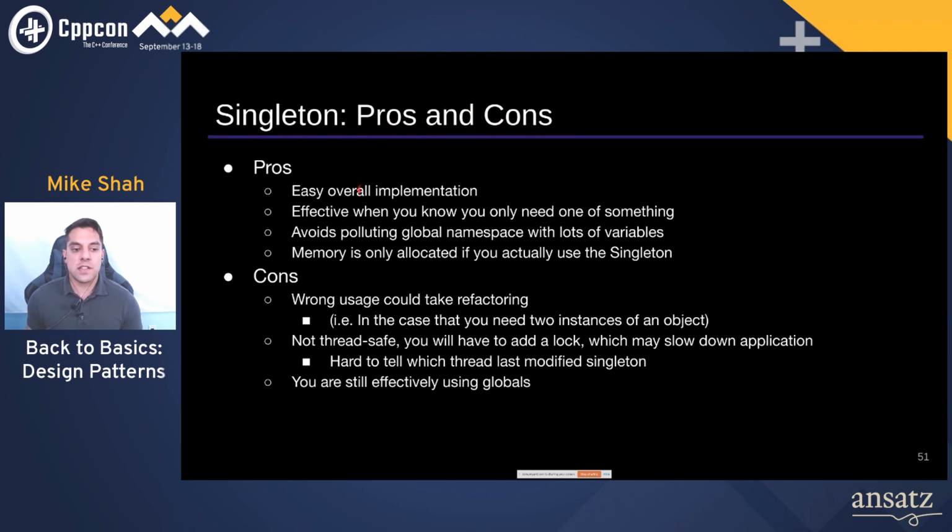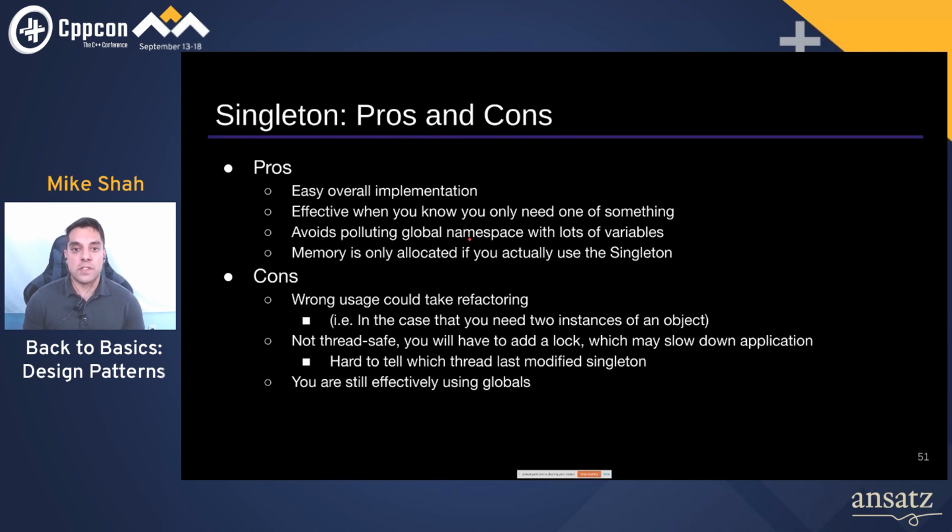So the pros for the singleton, in general, it's easy overall to implement. You saw how I used that one instance member function to access the same object that had been instantiated. And you also saw that I hid the constructors and did some work there. Overall, pretty easy implementation. And this can be effective when you know you only need one of something. Conventional wisdom says not to use global variables, but sometimes you need to. There's valid reasons to. And when you know you only need one of something, singleton pattern can be good for this. When you use the singleton, you're also avoiding polluting the global namespace with lots of variables.